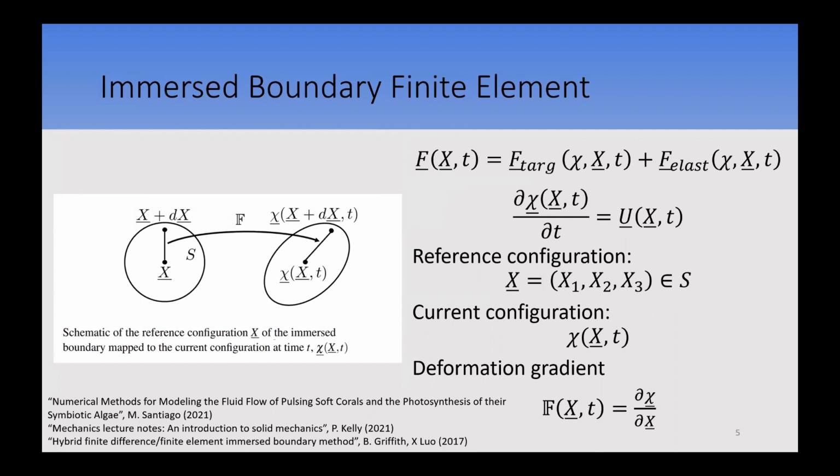So this also leads into our immersed boundary finite element configuration. So if we start in our reference configuration X, which is just a single point, we then deform or move, which gets us to our current configuration chi. Now this deformation gradient in chi is going to be used to help us calculate our forces. So this is just an important piece of everything that comes in.